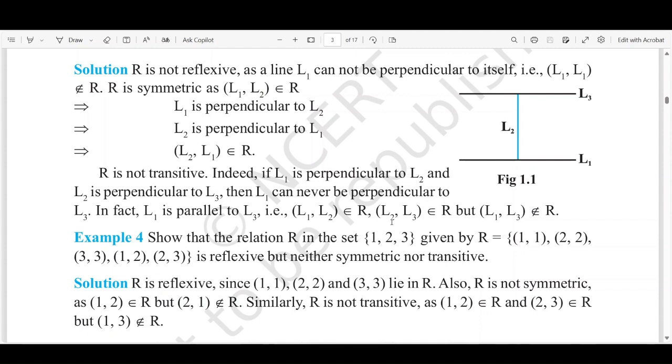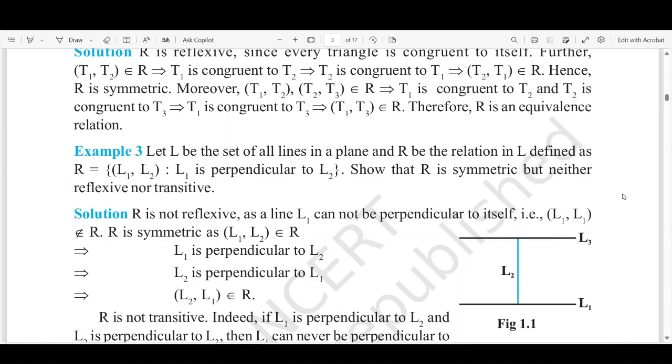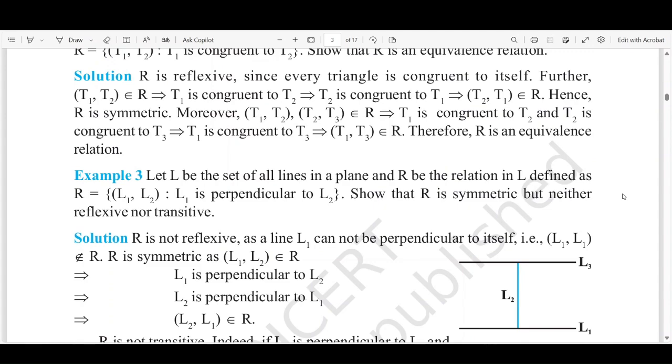Moving on to the third property, transitive. If you take three lines L1, L2 and L3 such that L1 is perpendicular to L2 and L2 is perpendicular to L3, can we say L1 is perpendicular to L3? Looking at figure 1.1, L1 is perpendicular to L2 and L2 is perpendicular to L3. But L1 and L3 are not perpendicular, they are parallel to each other. Therefore, the ordered pair (L1, L3) is not included in the relation R. Therefore, R is not transitive. Thus, we have verified R is symmetric but not reflexive and transitive.